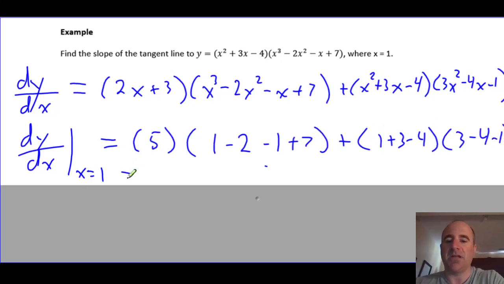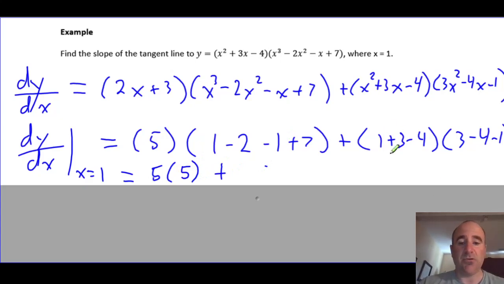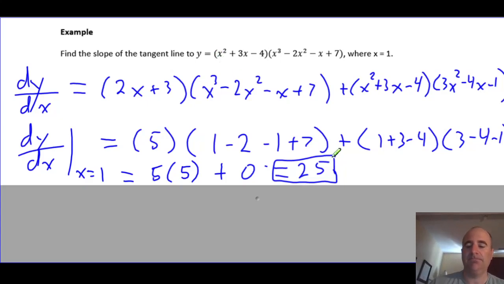And this part of the problem is kind of boring. 5 times 1 minus 2 is negative 1, negative 2, 5 again. Plus, let's see, 1 plus 0. So 25 is the answer there. And there you have it, the slope of the tangent, or the derivative of y, is 25 at x equals 1.